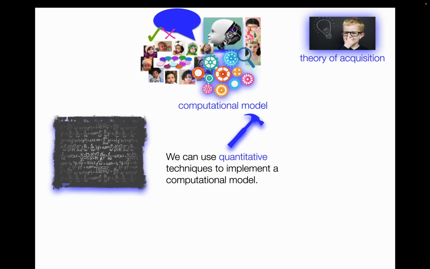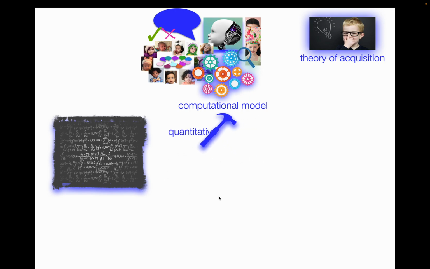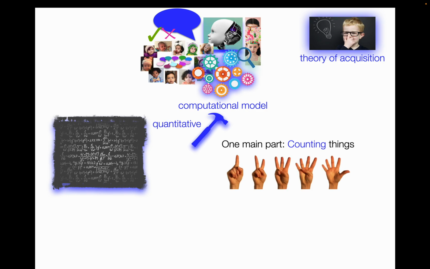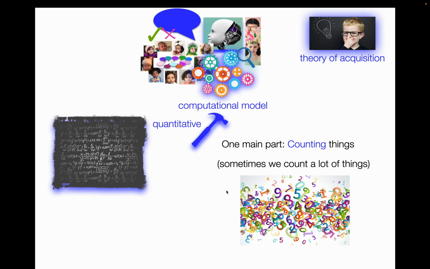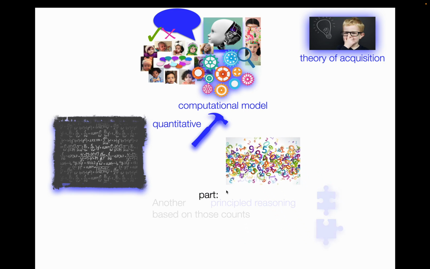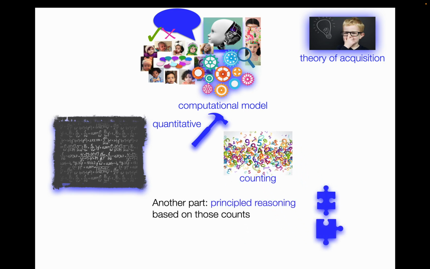Well, one way is we can use quantitative techniques, that is techniques using numbers, math, to implement a computational model. And so one main part is counting things. And sometimes we count a lot of things, but counting things is one big part. Another big part is principled reasoning based on those counts. What do you do with those counts to update your hypotheses?